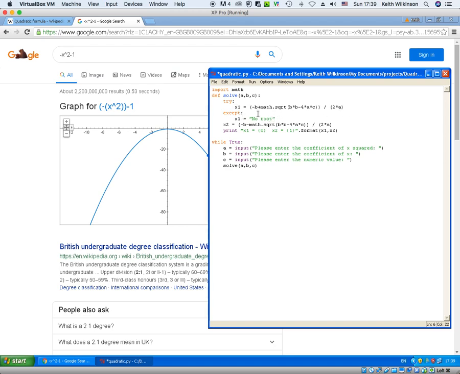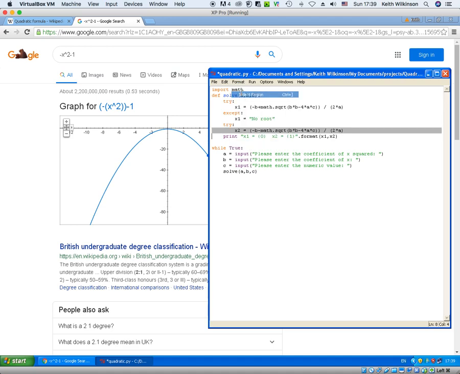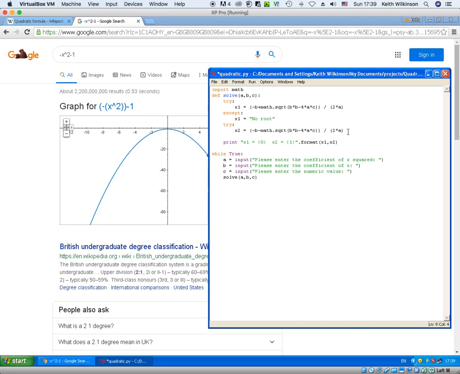So I'll fix the top one. I need to fix the bottom one now, the x2. We're going to do exactly the same thing. Try to do the equation. We know it's going to crash, so I'm going to indent that. And if it does crash, an exception, I'm going to say that x2 equals no root.